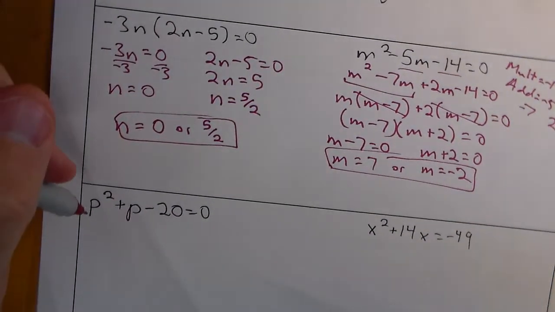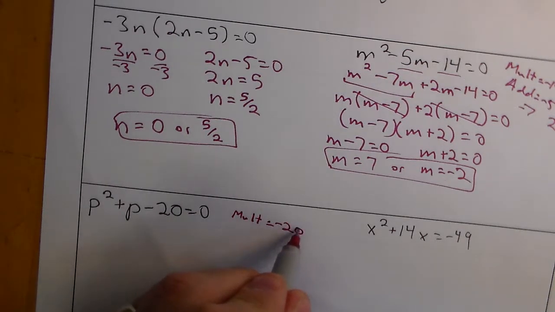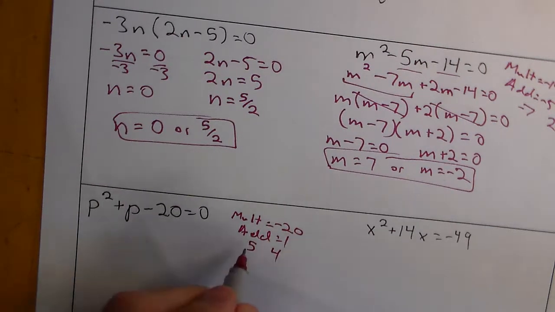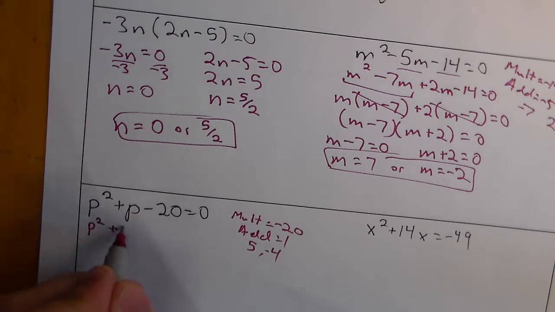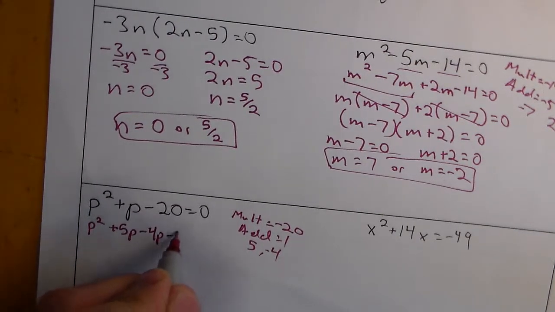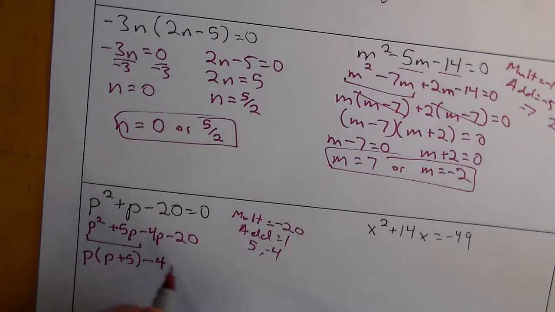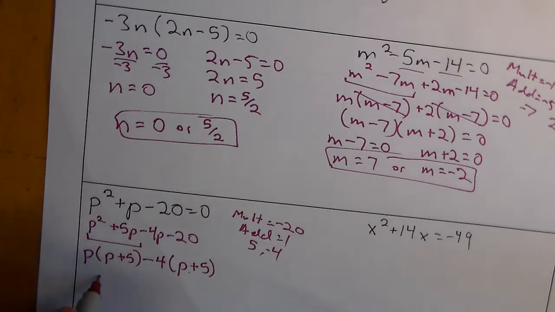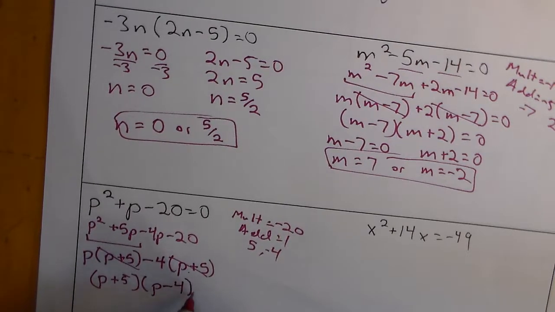Our next one, p squared plus p minus 20. We're going to look to multiply to negative 20 that adds to 1. 5 and 4 are good candidates. Let's go with a negative 4, positive 5. So p squared plus 5p minus 4p minus 20. First two I can take out a p, and I have p plus 5. The last two I can take out a negative 4, and I'm left with p plus 5. P plus 5 is the common term. We factor that out, and we're left with p minus 4.